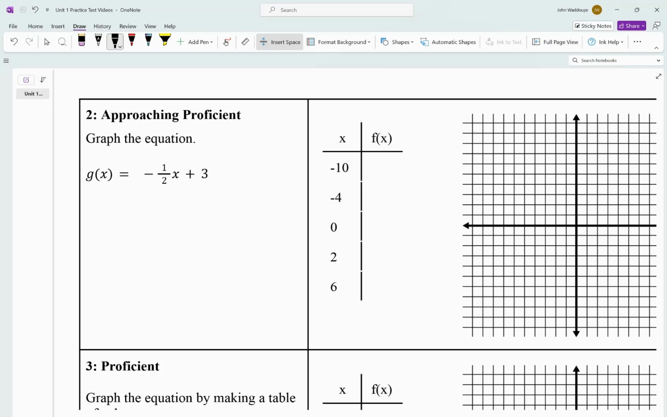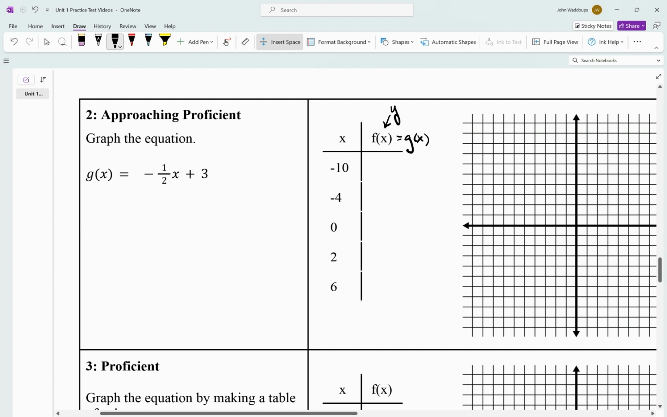And so one of the things that we can do is figure out the values for y. Remember that f of x is the same as y, which is the same as g of x. So they could have said f of x. They could have also said g of x in this case.